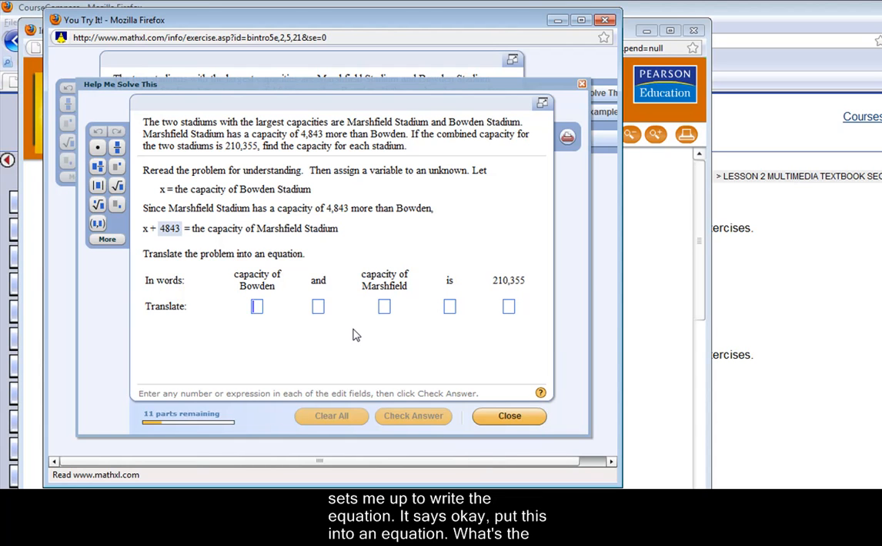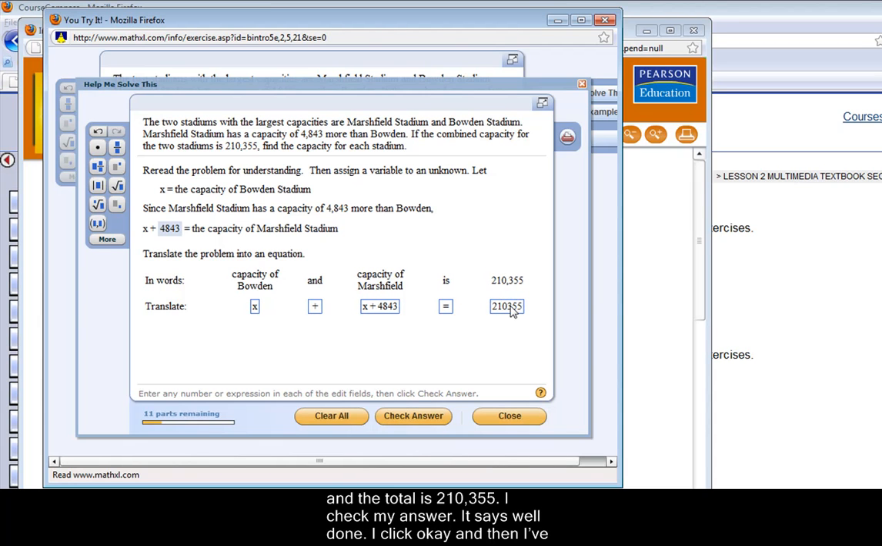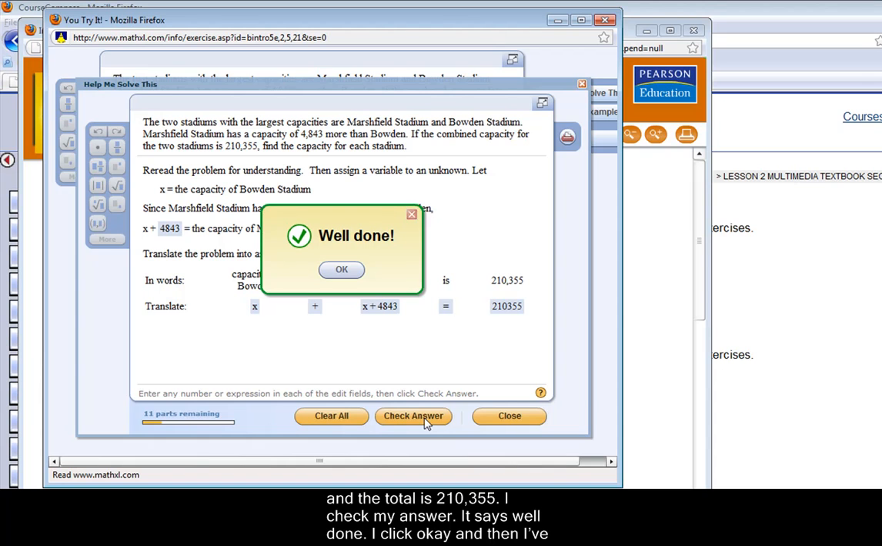And it sets me up to write the equation. It says, okay, put this into an equation. What's the capacity of Bowden Stadium? Well, we set up here, that's X. So I put X in that box. What does AND mean? AND means plus. What's the capacity of Marshfield? That was X plus 4,843. Is means equal. And then the total is 210,355. I check my answer. It says well done. I click OK.